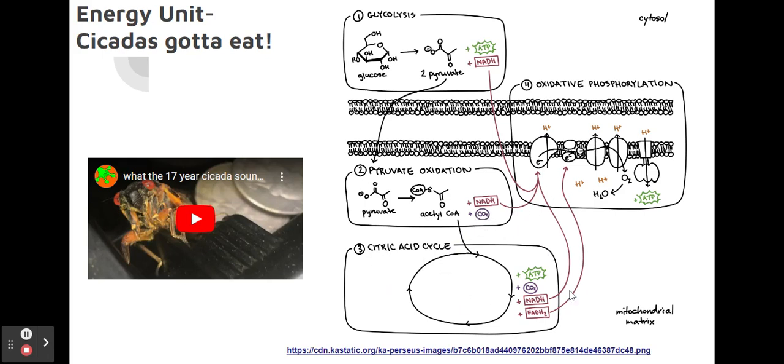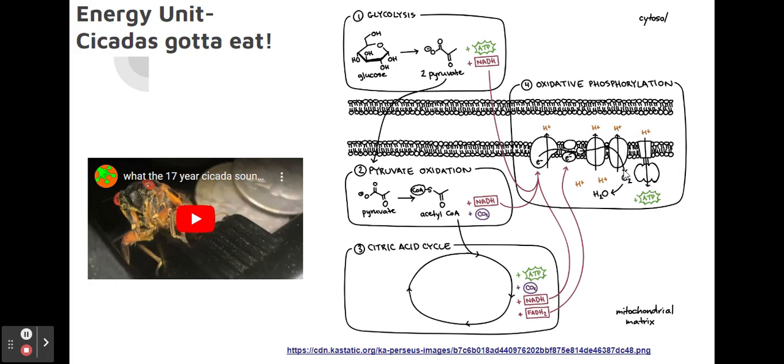The citric acid cycle, if you have NAD plus and FAD available, is going to make NADH and FADH2, a little bit of ATP or GTP really, and a little CO2, which is going to feed into oxidative phosphorylation or the electron transport chain. All of these NADHs and FADH2s are going to give up their electrons. That provides the energy to pump these H pluses across here and eventually make that really, really useful ATP.